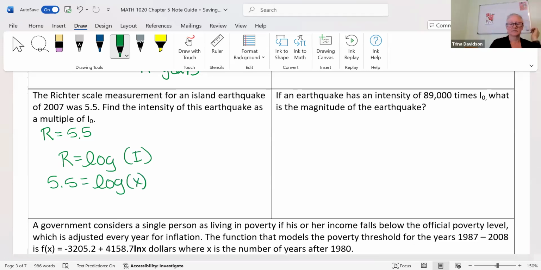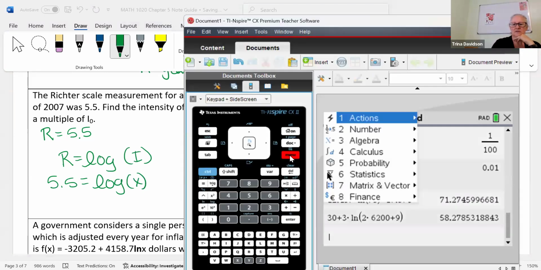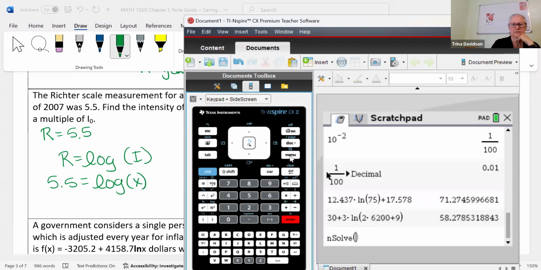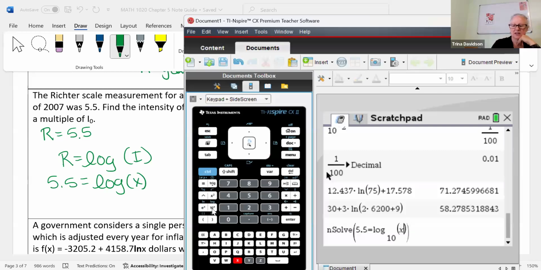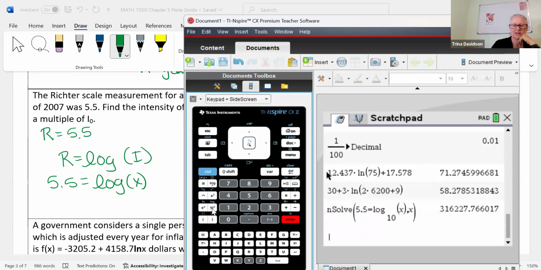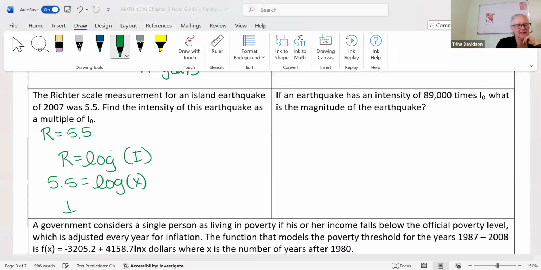So let's go over here. Let's do numerical solve. Log, understood base 10. Now make sure your arrow is outside the x, outside the parentheses, put comma x. And this is going to be a whole number, so 316,228. So the intensity is 316,228. Again, go back and maybe make notes on how exactly it looks in the calculator.